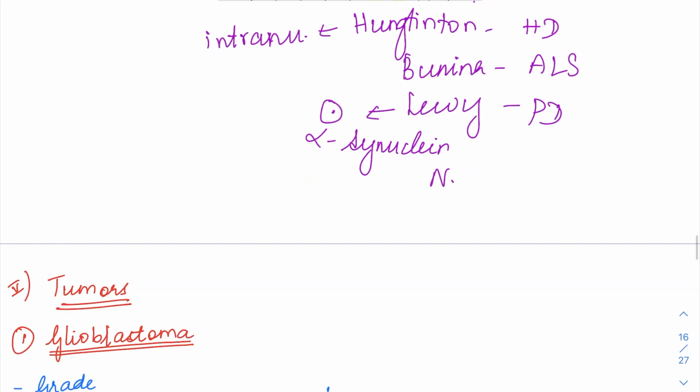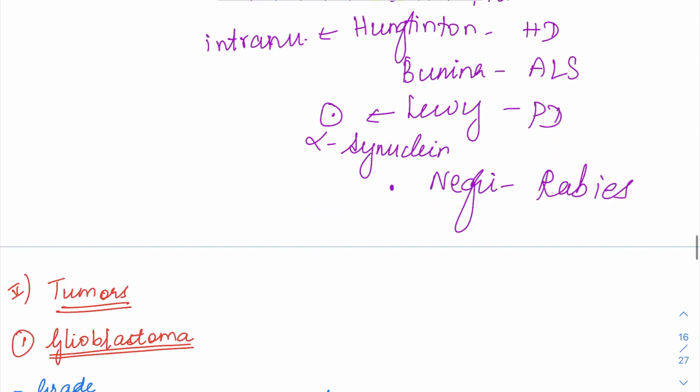Okay. Then Negri bodies, though it is not a neurodegenerative disorder, it is seen in rabies infection, and here you are again going to see an intracytoplasmic eosinophilic inclusion. Okay, these are the various inclusions you need to remember about.